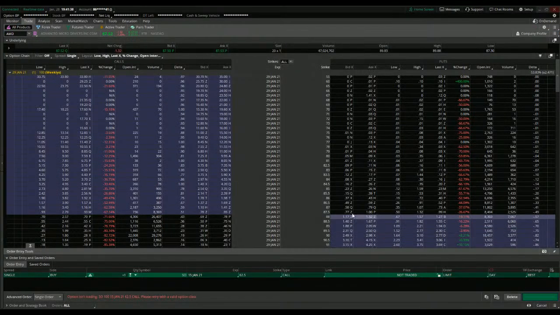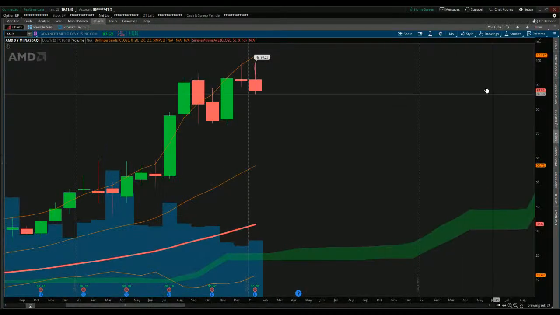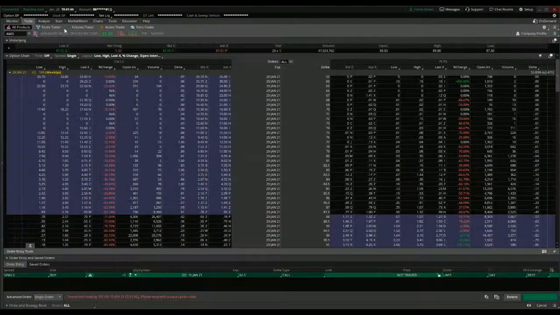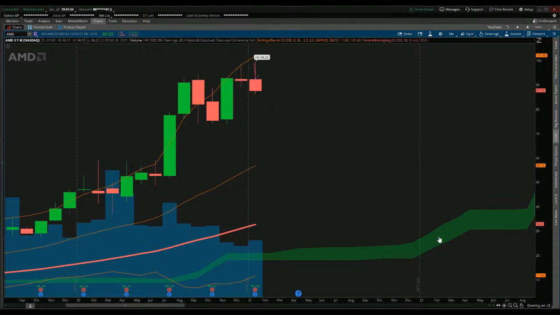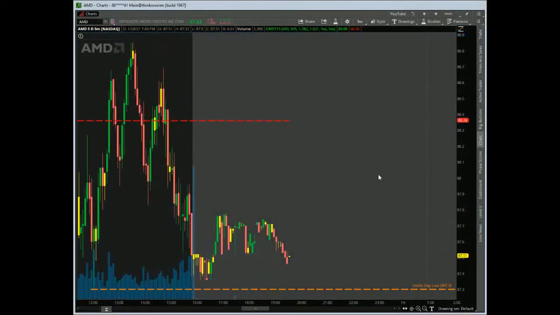So if you look at the 88 puts, you're in the money by like 50 cents. On the 88 puts. But why are these $1? They should be 50 cents. Well, let's take a look and see. So that's the intrinsic value. That's if you're in the money, right? So if we go back to the ES chart here, let's pull this up.